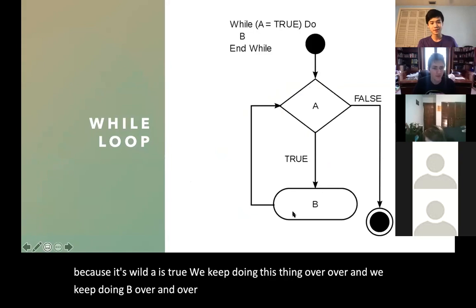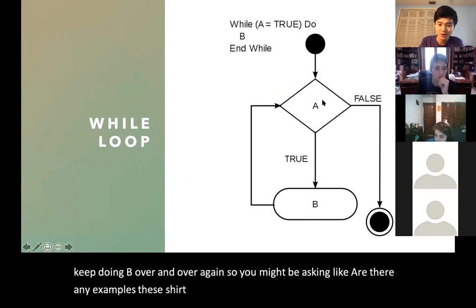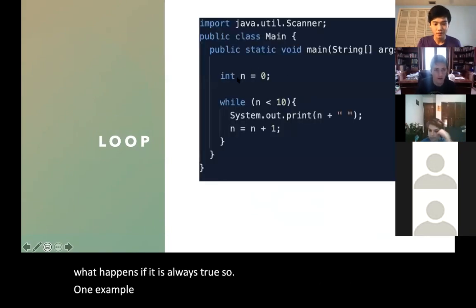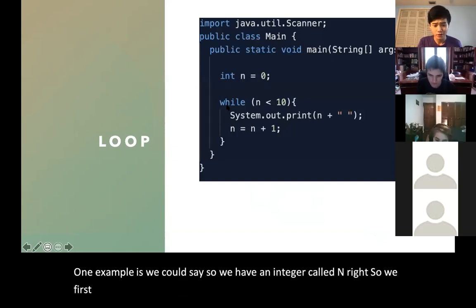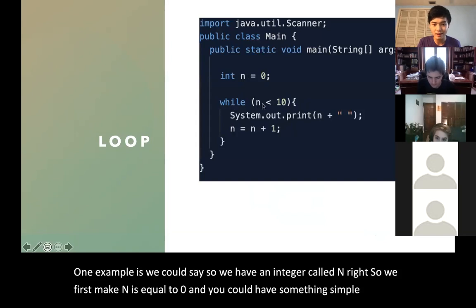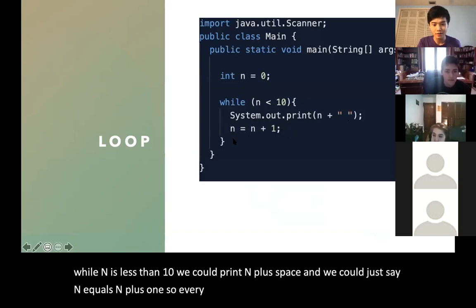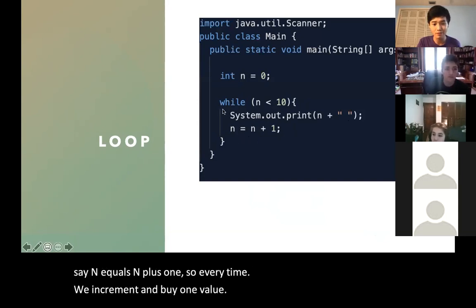So you might be asking, are there any examples? Some of you might be thinking, what happens if A is always true? One example: we have an integer called n, and we first make n equal to 0. Then something simple like while n is less than 10, we print n plus a space, and we say n equals n plus 1. So every time we go back to the while loop, n is incremented by 1.